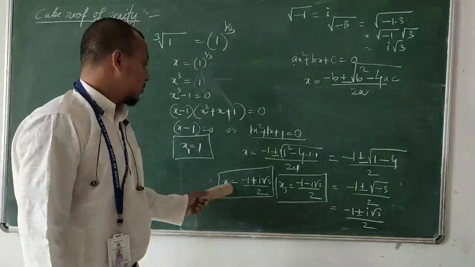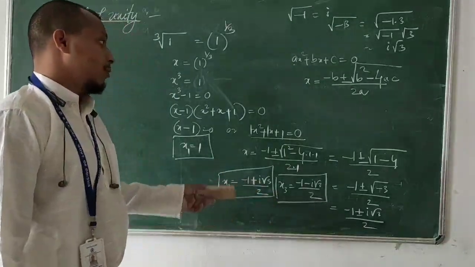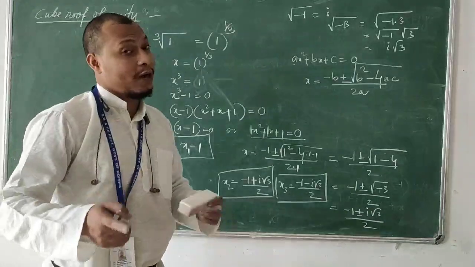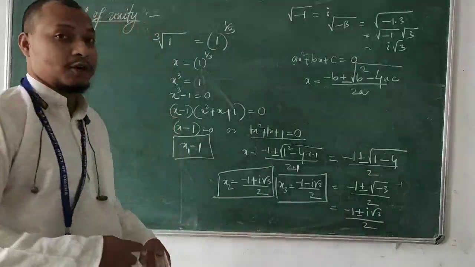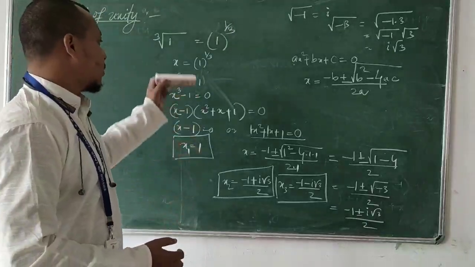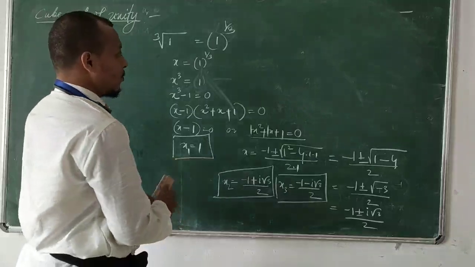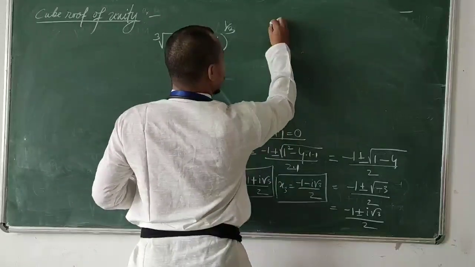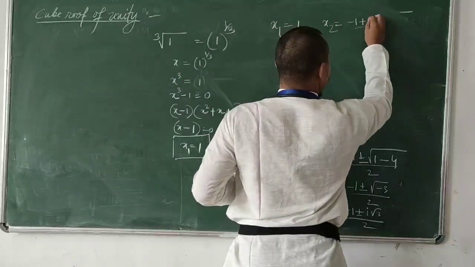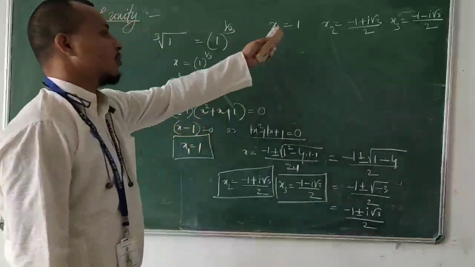Okay? I hope you have understood this one. If you have any doubt, pause the video and watch it again, so that you can understand the entire concept. Now we'll check. I believe you have understood this. So now you have three roots. I'm going to write down here the three roots. There are three roots of unity.